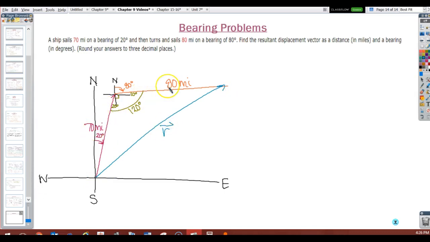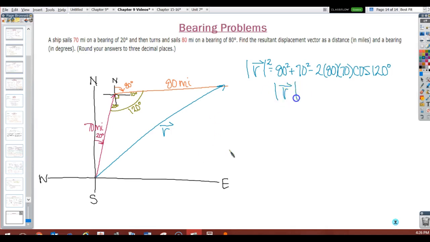I have side, angle, side. So our goal is to first find the distance of this vector. And since I have side, angle, side, I'm going to set up and use the law of cosines. So I'll have the magnitude of vector r squared is 80 squared plus 70 squared minus 2 times 80 times 70 times the cosine of the angle in between them, which is 120 degrees. From here, once we simplify the right side and square root, we should get the magnitude of vector r to be about, and I think it ends up being exact, 130 miles.